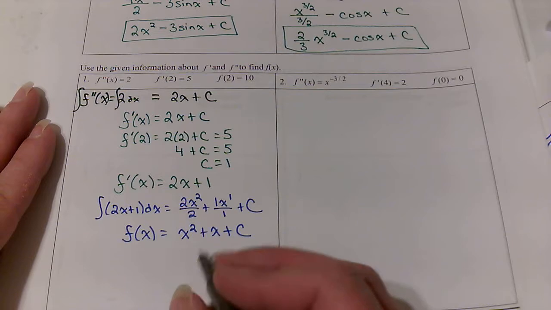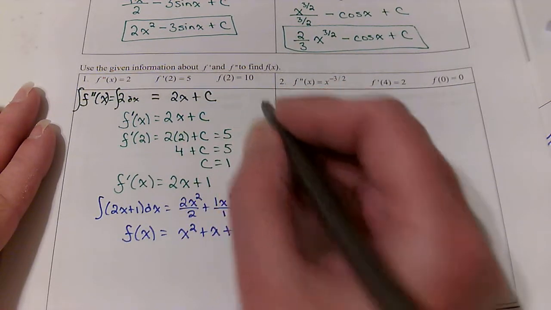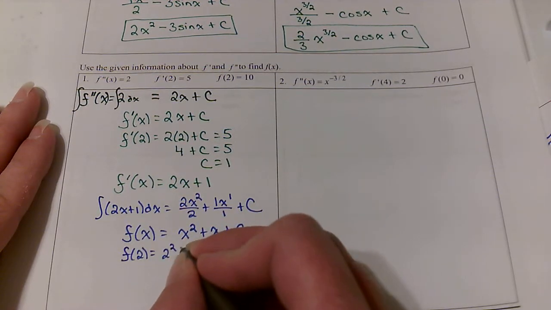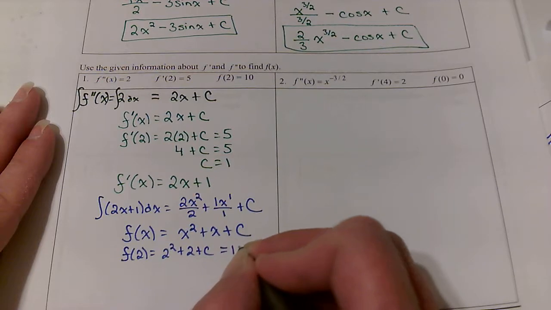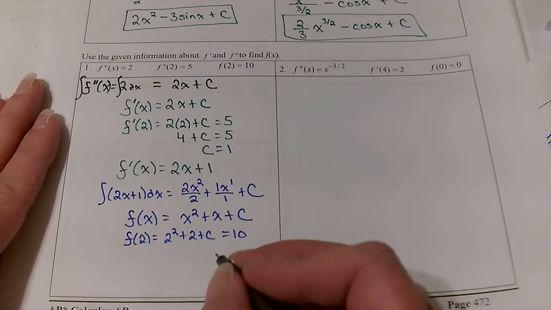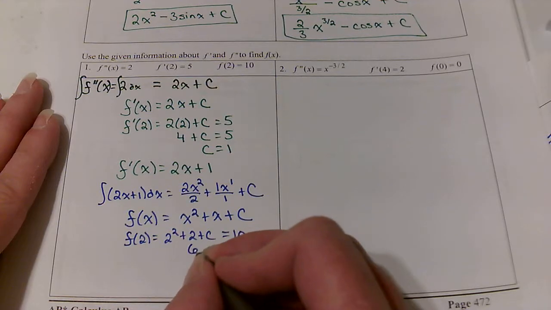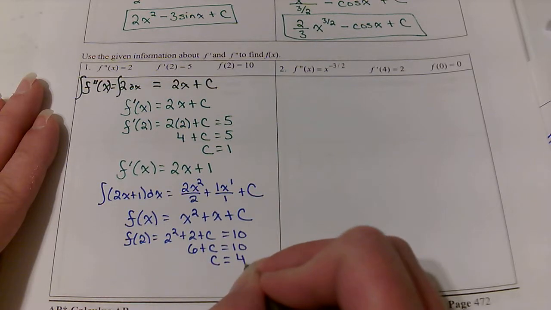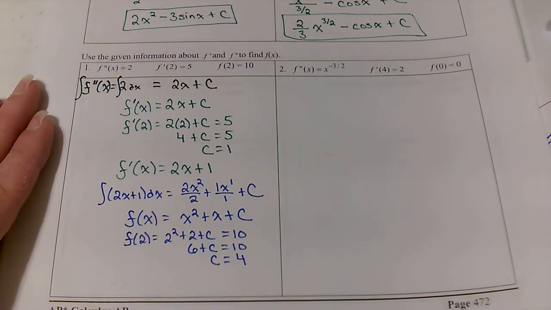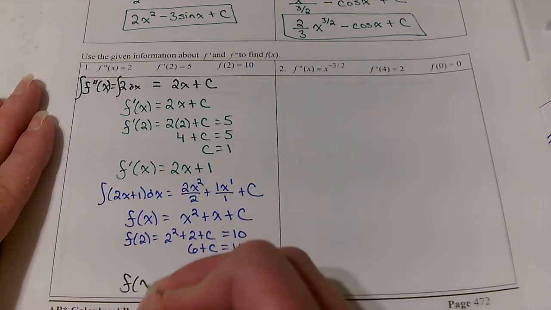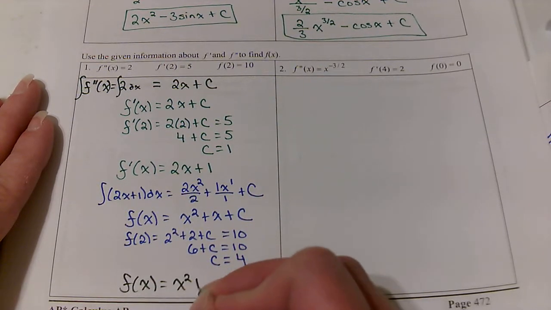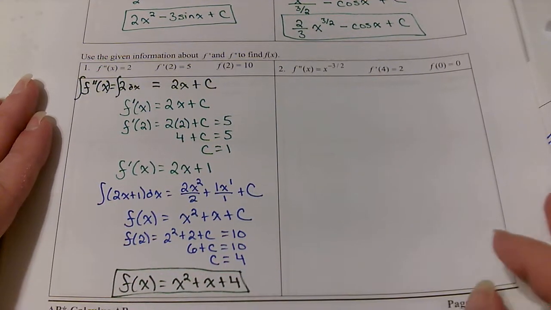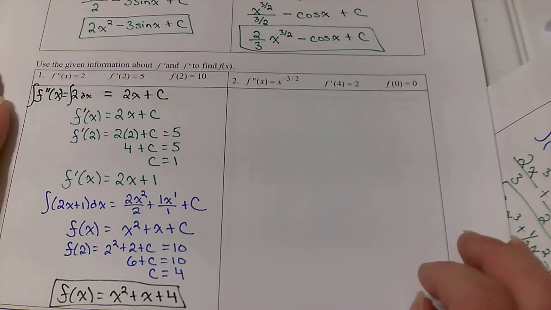But what do we know? I know that f of 2 equals 10. So f of 2 equals 2 squared plus 2 plus c, and that's equivalent to 10. So that's 4 plus 2, that's 6 plus c is 10. So this constant is 4. That means f of x is x squared plus x plus 4. Try one more.